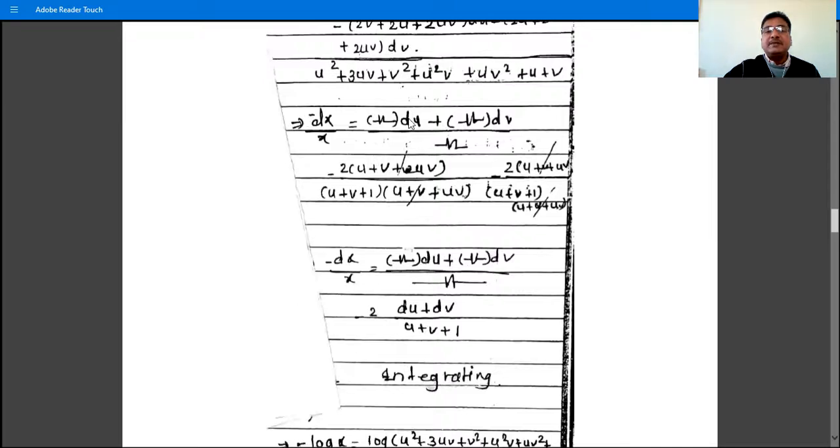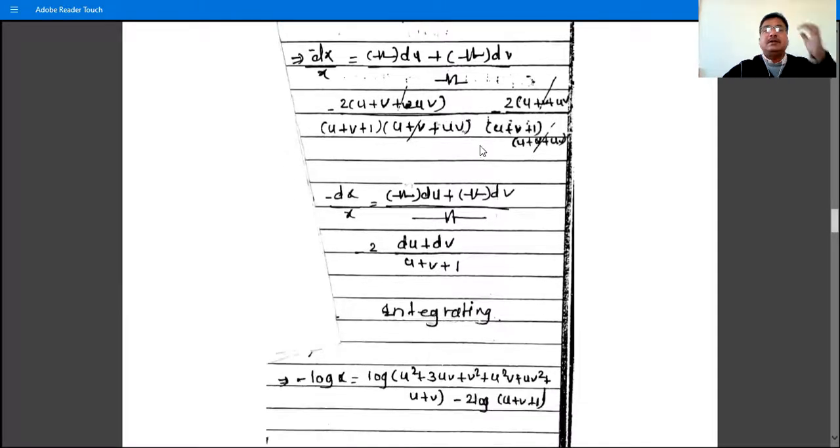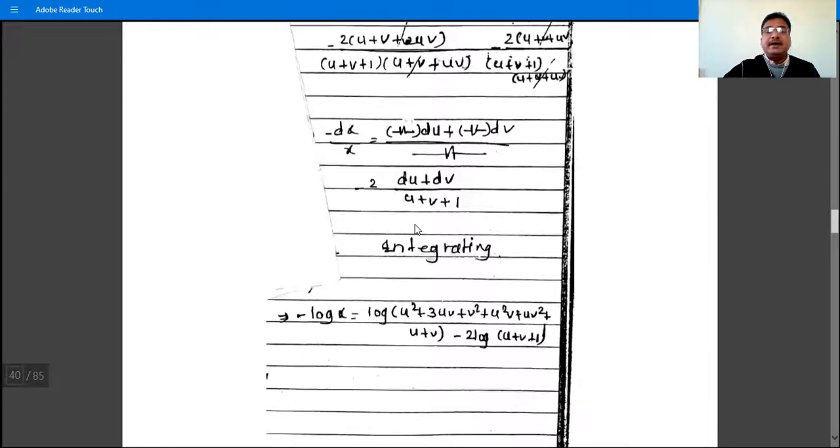Then we have minus dx by x, these two terms divided by the denominator, plus minus this term 2, only 2. And 2 divided by u plus v plus 1, take u plus v plus 1 as the LCM, then minus 2, here is du, and here is dv. So plus du plus dv, right, here du, here write dv. So we have this, and then integrating.